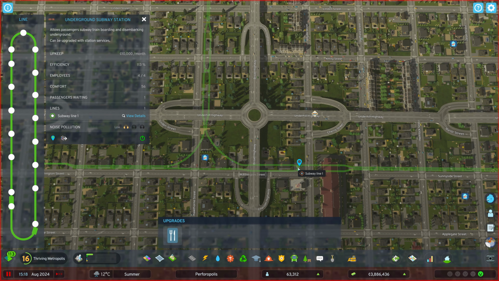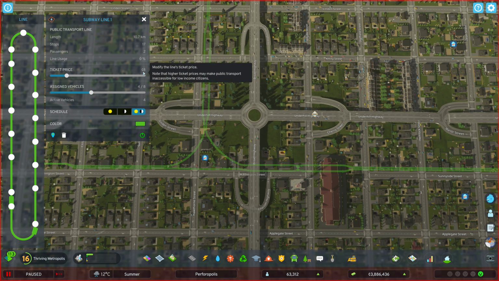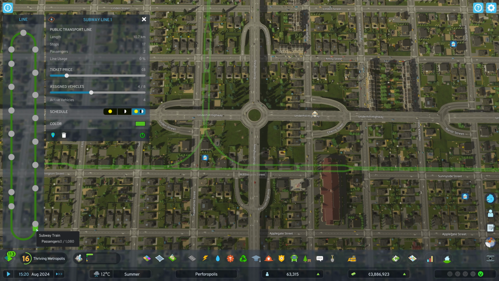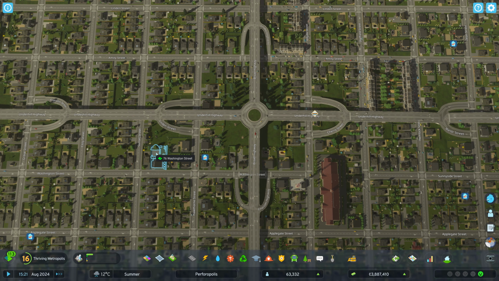So we view details on subway line 1. Okay, so we can see that the ticket price is currently 8. That's the default price. And this is the line map. Okay, sure. We can actually see where the trains are. There's currently a couple of trains in here, and there are passengers on them too. We'll keep an eye on that and make sure that this is at least quasi-functional. Currently, I don't know if it will be or not.